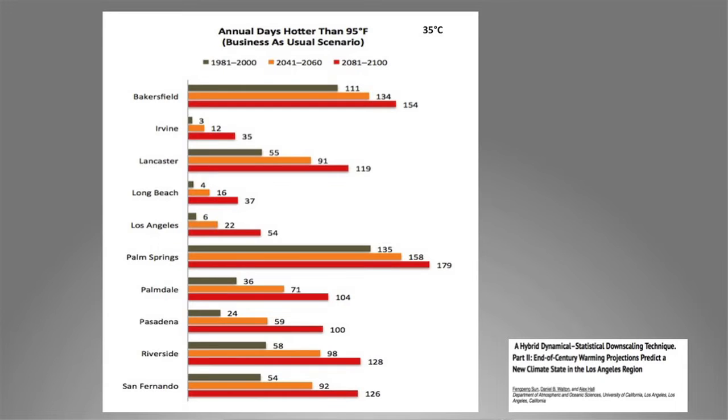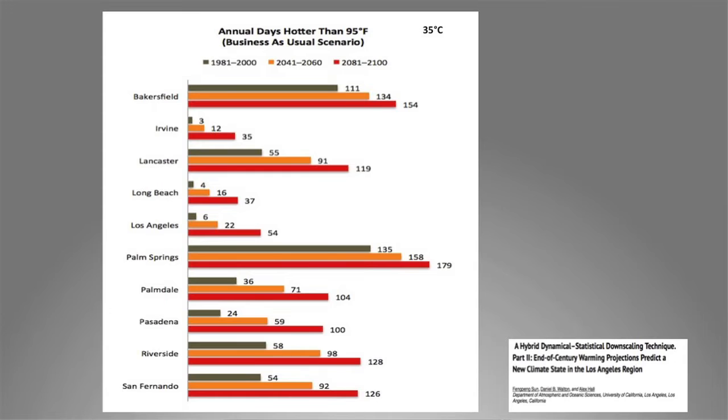And really where you're going to see the biggest magnitude of those changes is in our coastal cities, in Irvine and Long Beach and Los Angeles. By mid-century in the business as usual models, there is a predicted almost fourfold increase across the board. And by end of century, we're looking at an order of magnitude increase for some of these cities.